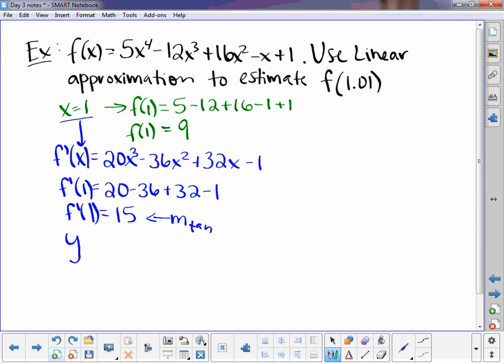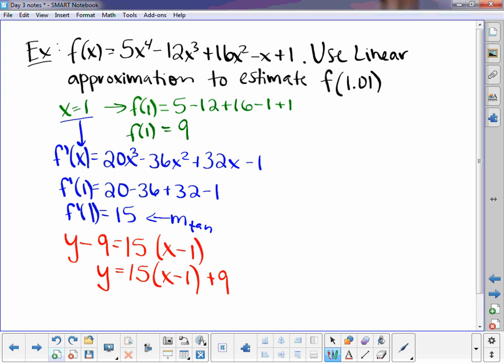So I have y minus 9 equals my slope, 15, times x minus 1. Alright, so this is my tangent line I'm going to use to approximate. Are we good so far? Questions? Okay. Again, let's go ahead and write this where it's solved for y. And we won't simplify.